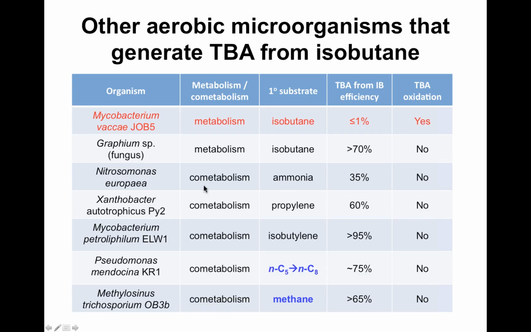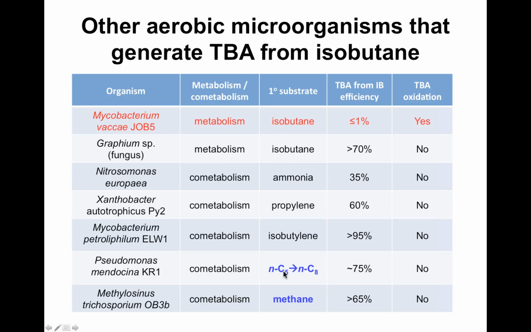And it does have the ability to further oxidize TBA. However, if you look at all of these organisms down here, with the exception of this Graphium fungal species, all of these are organisms that can co-metabolically oxidize isobutane, and rather than generating 1% of the total flux as TBA, these numbers range from 35 almost up to 100% for some of these enzymes. Add on top of that, none of those organisms have the ability to further oxidize TBA. So if these organisms are growing on some of these compounds, they're exposed to isobutane, they will fortuitously degrade it and generate TBA, and these are the rough proportions that we're concerned about.